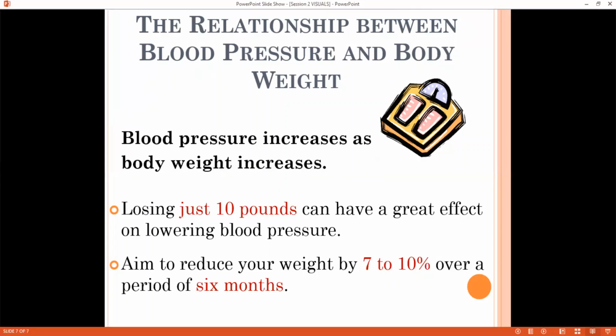Now we're looking at high blood pressure and weight. On page 12, blood pressure increases as your body weight increases. Losing just 10 pounds can have a great effect on lowering blood pressure. Aim to reduce your weight by 7 to 10% over a period of 6 months. As I said, we will be going over healthy eating and a physical activity session in this workshop, so if those are two things you need help with, we will cover that as well.